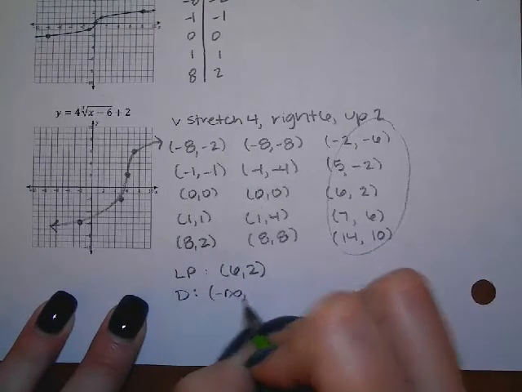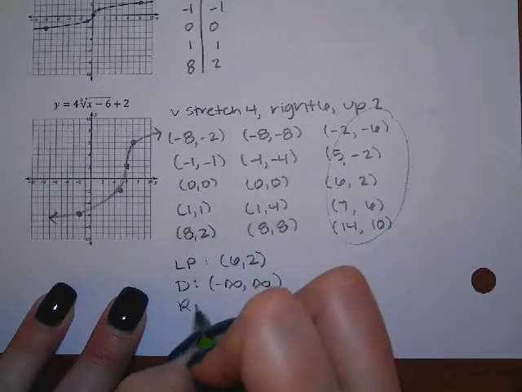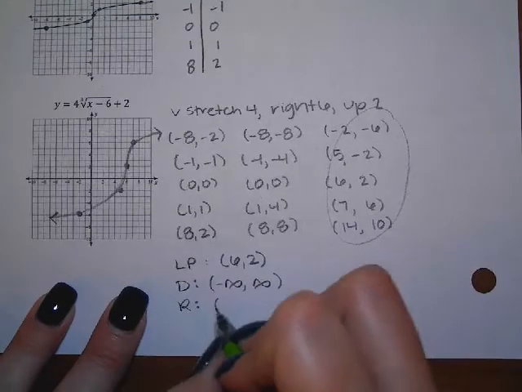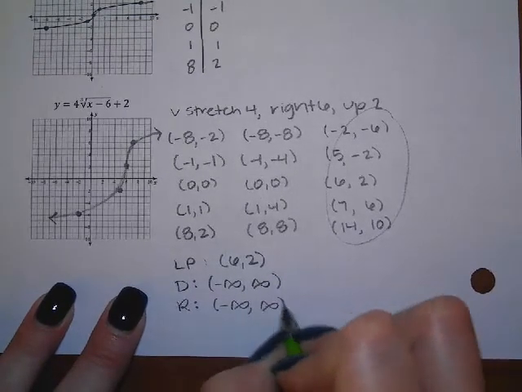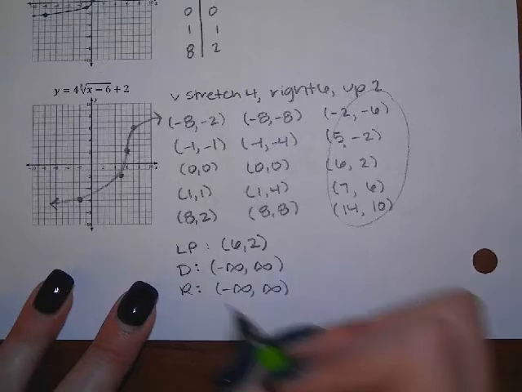Negative infinity, positive infinity, that's pretty easy. What's the range for the graph? Negative infinity, positive infinity. So left forever, right forever, down forever, up forever. So these ones are kind of straightforward.